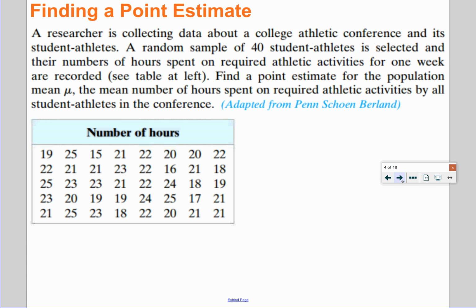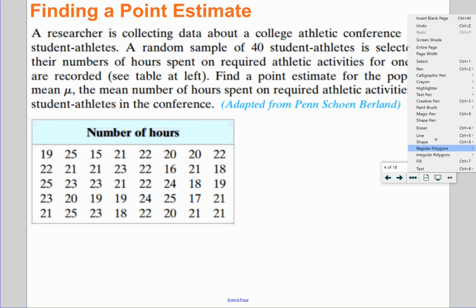All right, so we're going to practice finding a point estimate, which for right now is just going to be calculating the mean of the sample to help us estimate the mean of the population eventually, which we'll use in a couple other problems today. So a researcher is collecting data about a college athletic conference and its student athletes. A random sample of 40 student athletes is selected, and the number of hours spent on required athletic activities for 1 week are recorded. Find a point estimate for the population mean number of hours spent on required athletic activities for these student athletes.